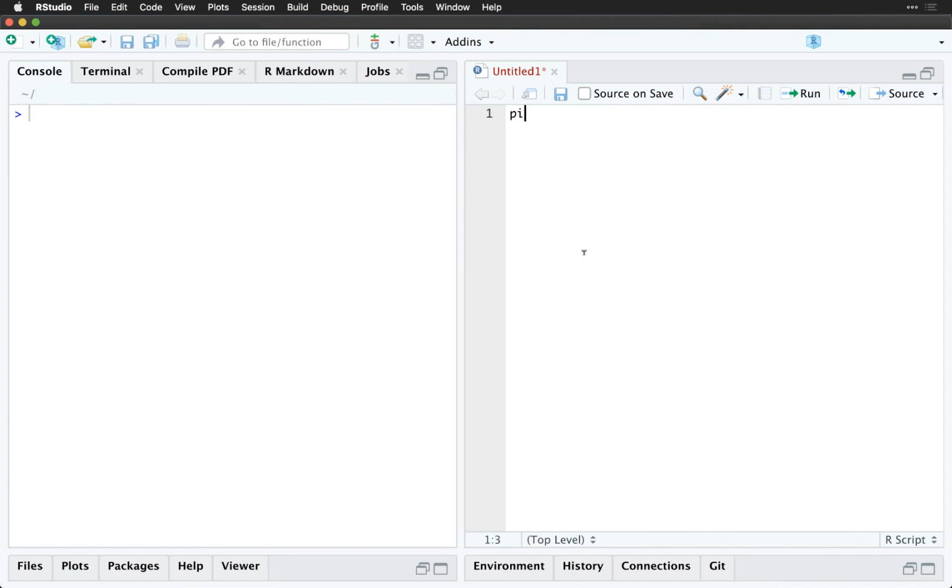R also has pi and trigonometric functions like sine of pi over 4 or cosine of pi over 4. Obviously this is in radians. The tangent of pi over 4, and so on. You can see more by typing sine.